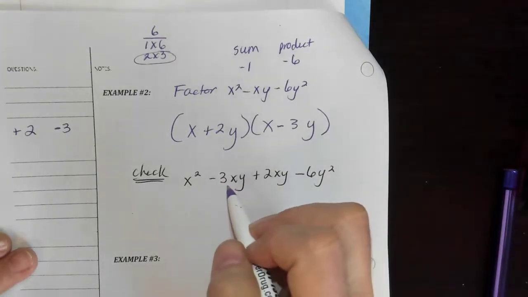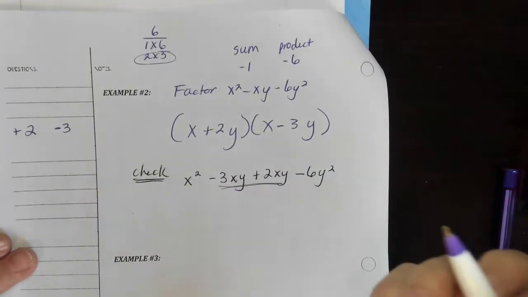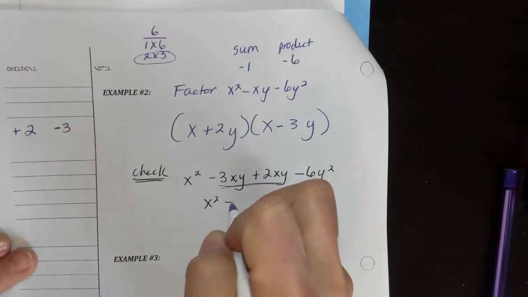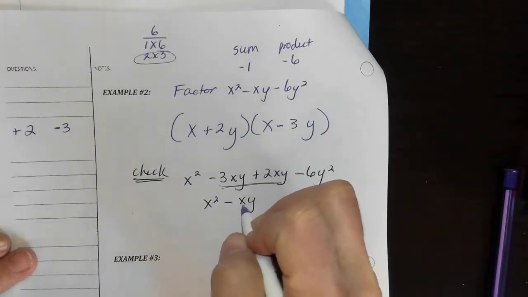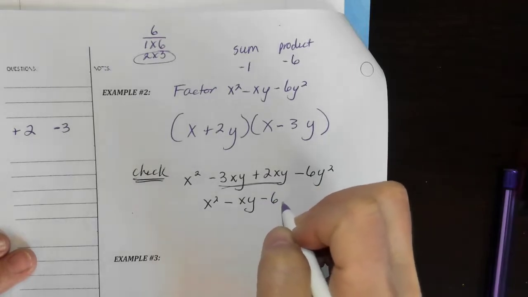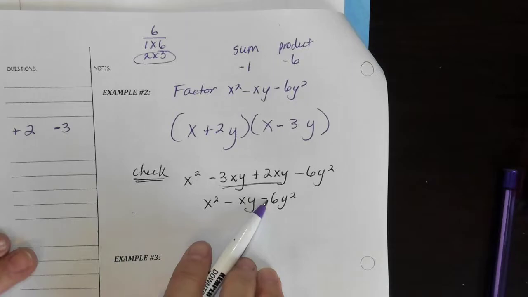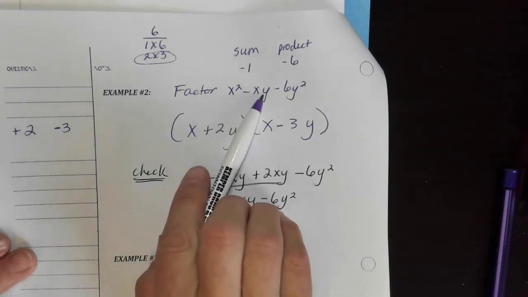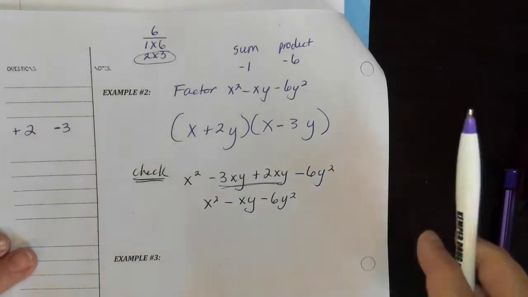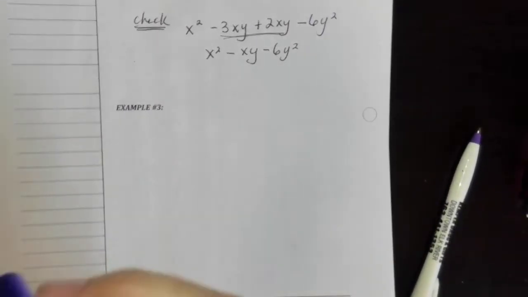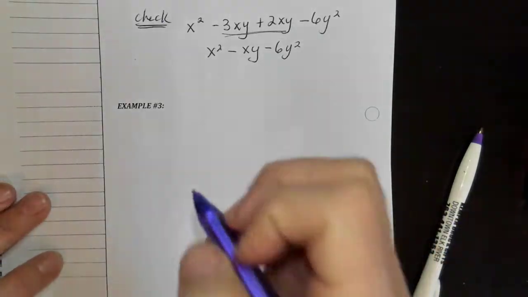And if I collect my like terms, which is a negative 3xy and a 2xy, I should get negative xy for my middle term in my quadratic trinomial. So x squared minus xy minus 6y squared. And that indeed is what we wanted to get in the end. Let's continue on and look at example number 3.